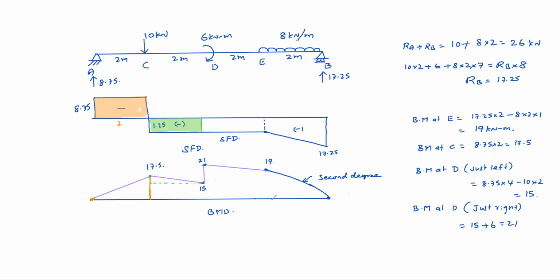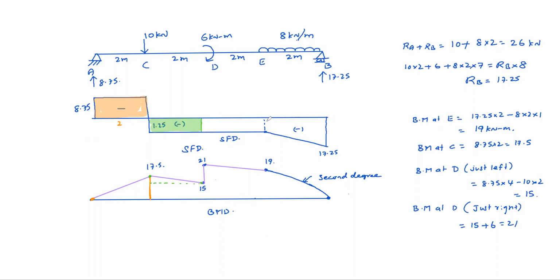If a couple is there, then it will change. Wherever a couple is there, that much amount of jump will be there in the bending moment diagram. So a couple can be detected in the bending moment diagram, not in the shear force diagram. Okay. So wherever you have that, you can see. Similarly, here also you can observe.